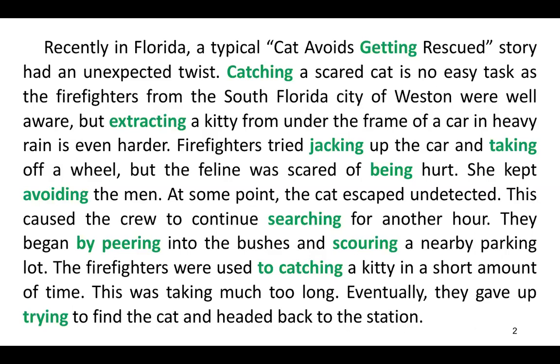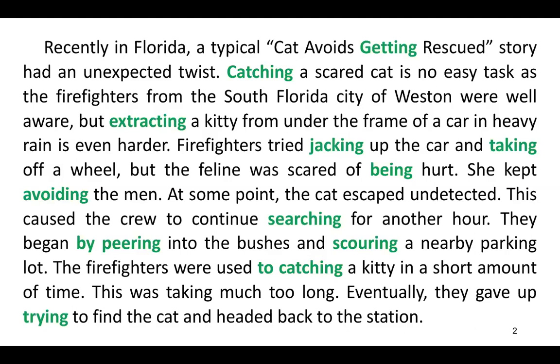They began by peering into the bushes and scouring a nearby parking lot. The firefighters were used to catching a kitty in a short amount of time. This was taking much too long. Eventually, they gave up trying to find the cat and headed back to the station.